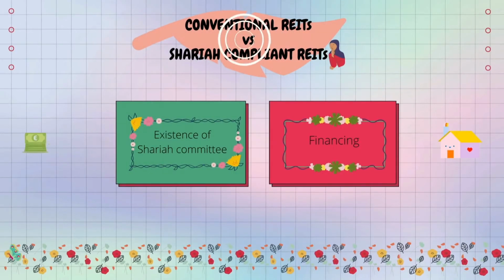These are the differences between conventional REITs and Sharia-compliant REITs. The first difference is the existence of a Sharia committee. Conventional REITs will have no Sharia committee to prohibit non-permissible activities, but for i-REITs, there is a Sharia committee to ensure compliance with Sharia requirements. Second is financing. For conventional REITs, there is no restriction. However, financing of the development in i-REITs should be Sharia compliant.